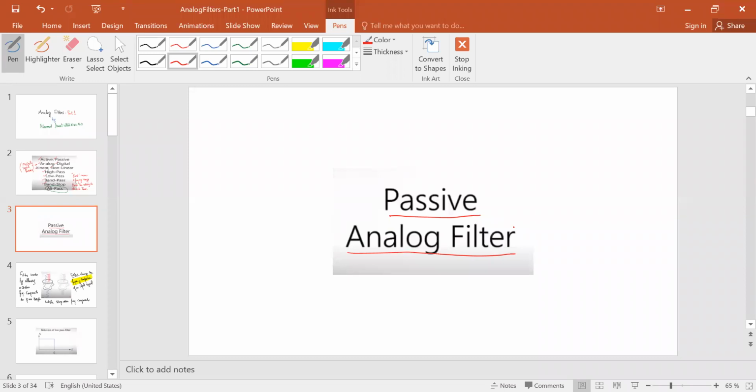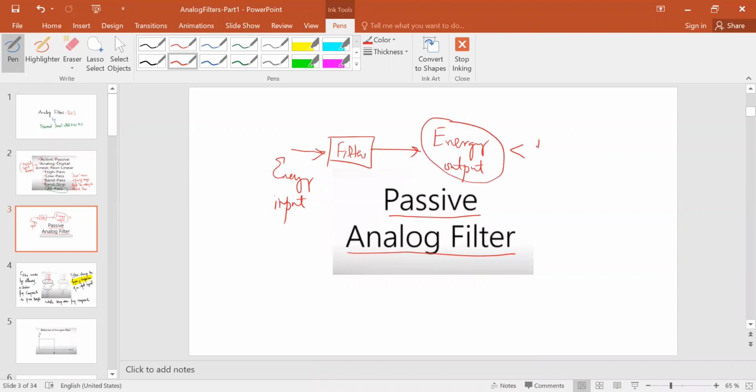And all the energy that comes from the input side, when we pass it through the filter, will have some loss of energy. So here is a filter. The energy is coming from here, energy input, and from here we take energy output. Definitely the energy output is always less than the energy input, because there will be some loss at the filter, because the filter is a passive filter.